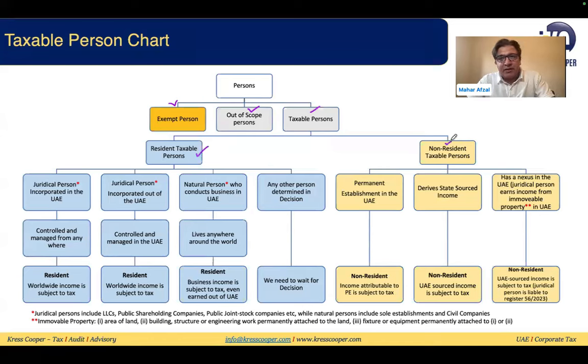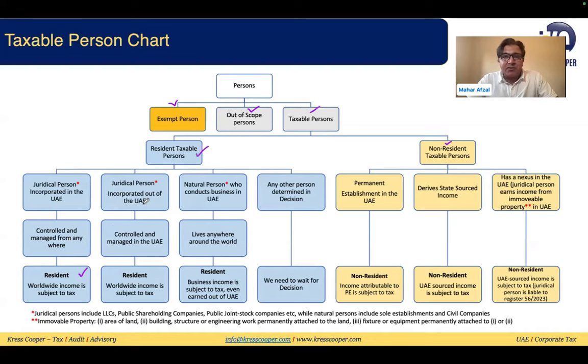When I'm talking about a resident taxable person, these are the companies which are incorporated in the UAE and their worldwide income is subject to tax. As for non-resident juridical persons, there is a possibility that there are companies incorporated outside the UAE, but these companies are being controlled and managed from the UAE, then they will be considered a resident person for UAE corporate tax purposes.